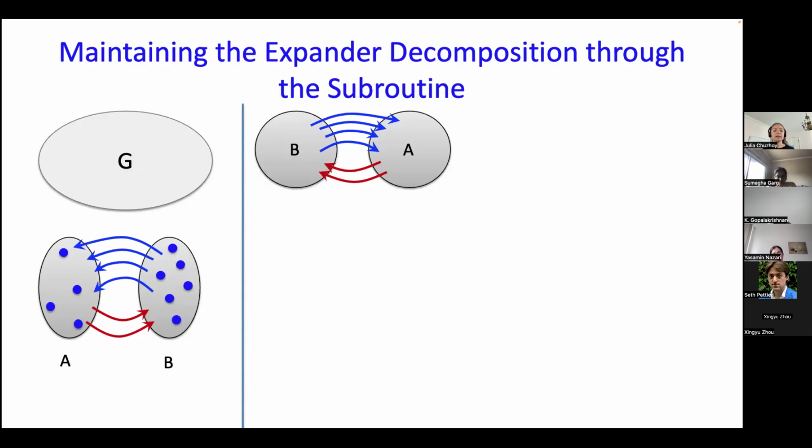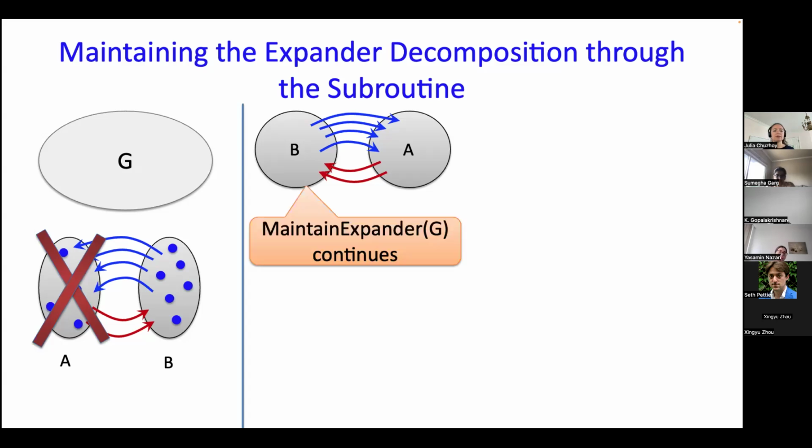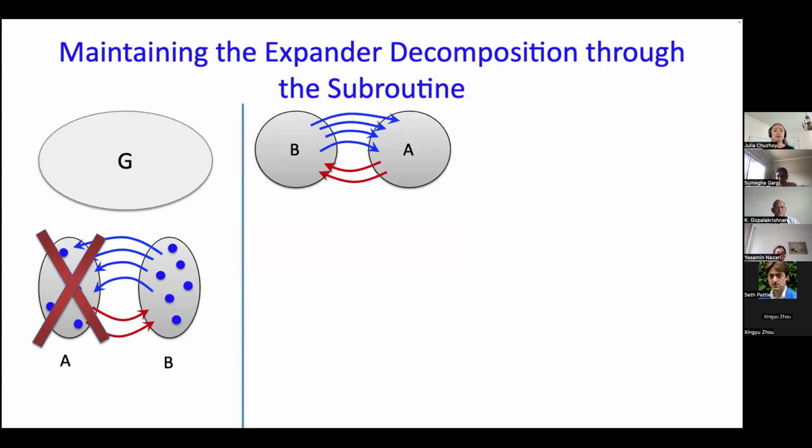The reason we do it like this is that we want to make sure that we have few right to left edges. So the number of these red edges is relatively small because that cut is sparse. And now, one of the sides of this cut, A or B, is deleted from the cluster G. So let's say it's A. So maintain expander on G has to continue with what's left of this G, which is the cluster B. And A is now a new cluster. So we start a new instance of maintain expander, which we run on A. And we keep on going like this.